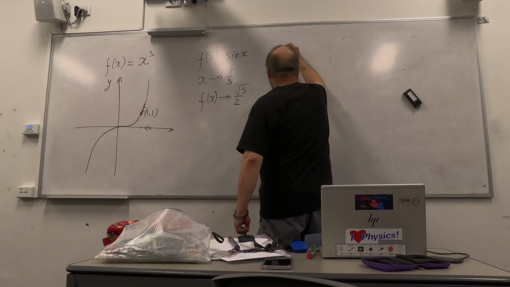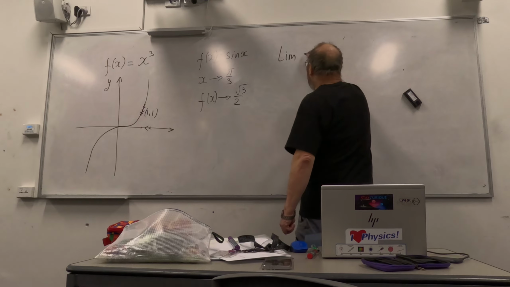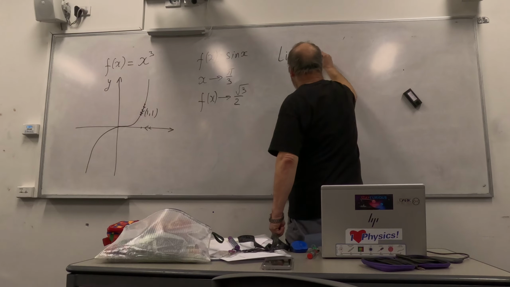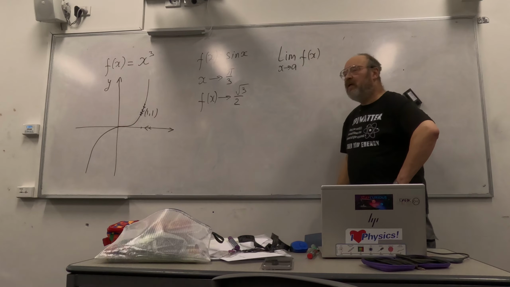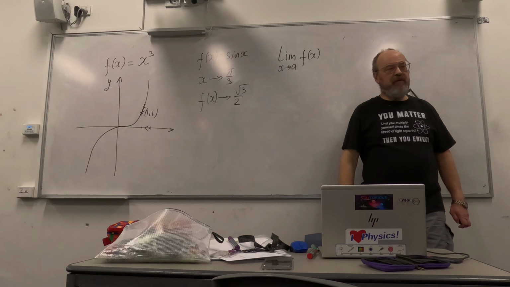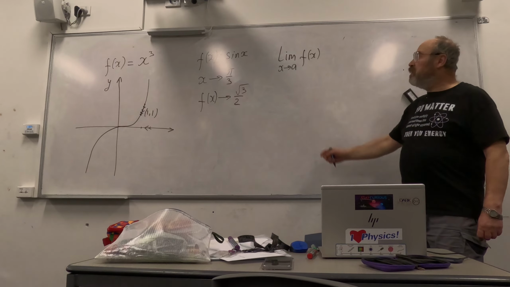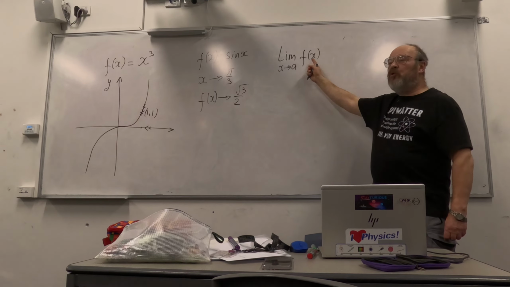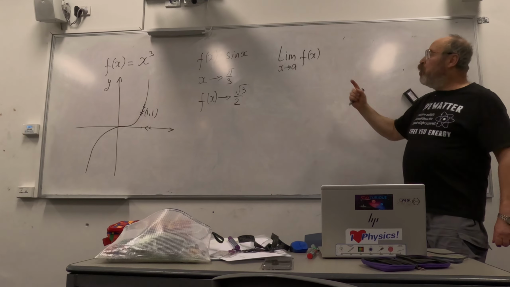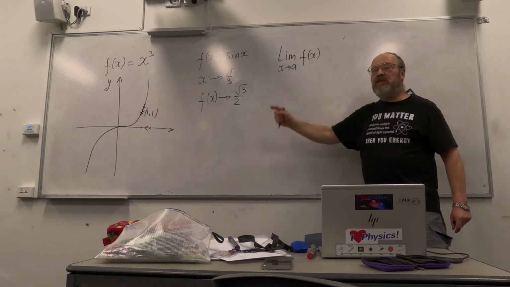Limit is a notation. Limit, and let's say f of x when x approaching a. This is a notation for the limit. This is called limit notation. Limit f of x. So this question asks, what value is the function approaching when x is approaching some value a?